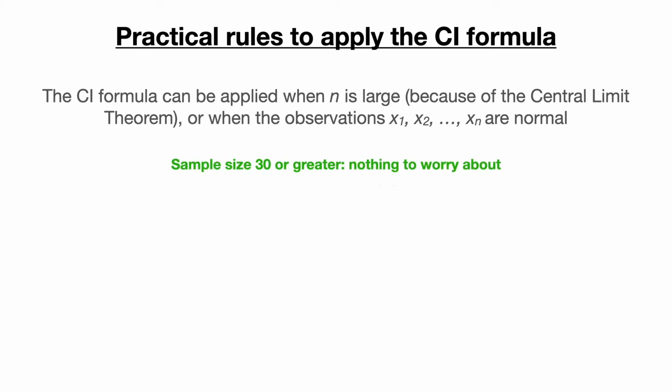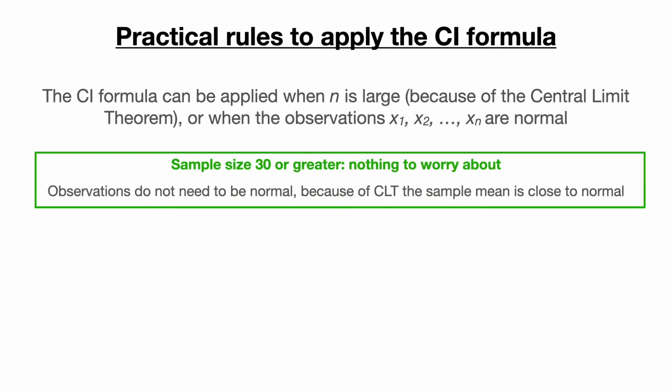The thing is that this is a little bit of a heuristic. Typically it's based on experience, let's say. In most cases, if the sample size is 30 or greater, there is nothing to worry about, because we are already very close to normal.